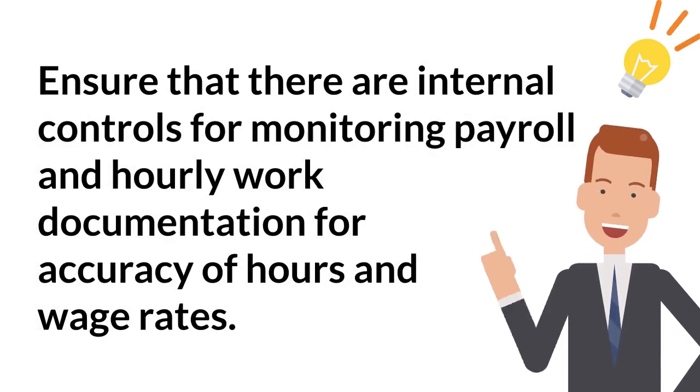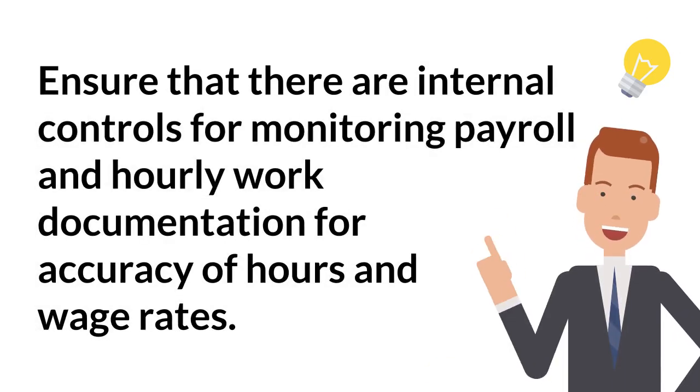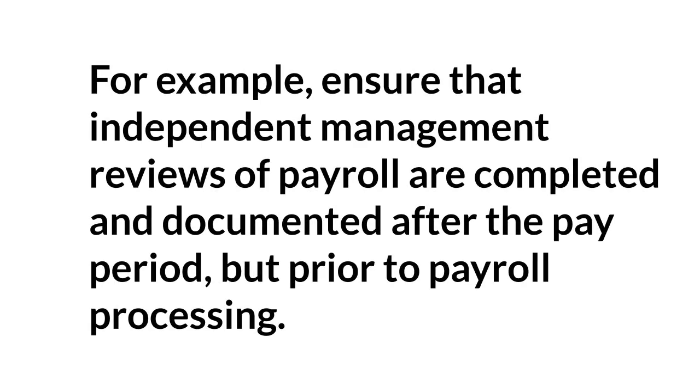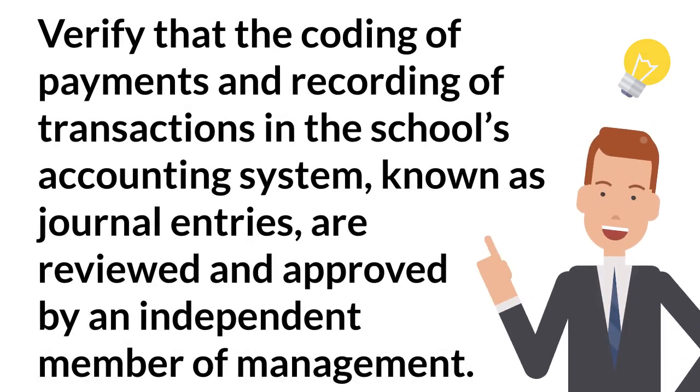Ensure that there are internal controls for monitoring payroll and hourly work documentation for accuracy of hours and wage rates. For example, ensure that independent management reviews of payroll are completed and documented after the pay period, but prior to payroll processing. Verify that the coding of payments and recording of transactions in the school's accounting system, known as journal entries, are reviewed and approved by an independent member of management.